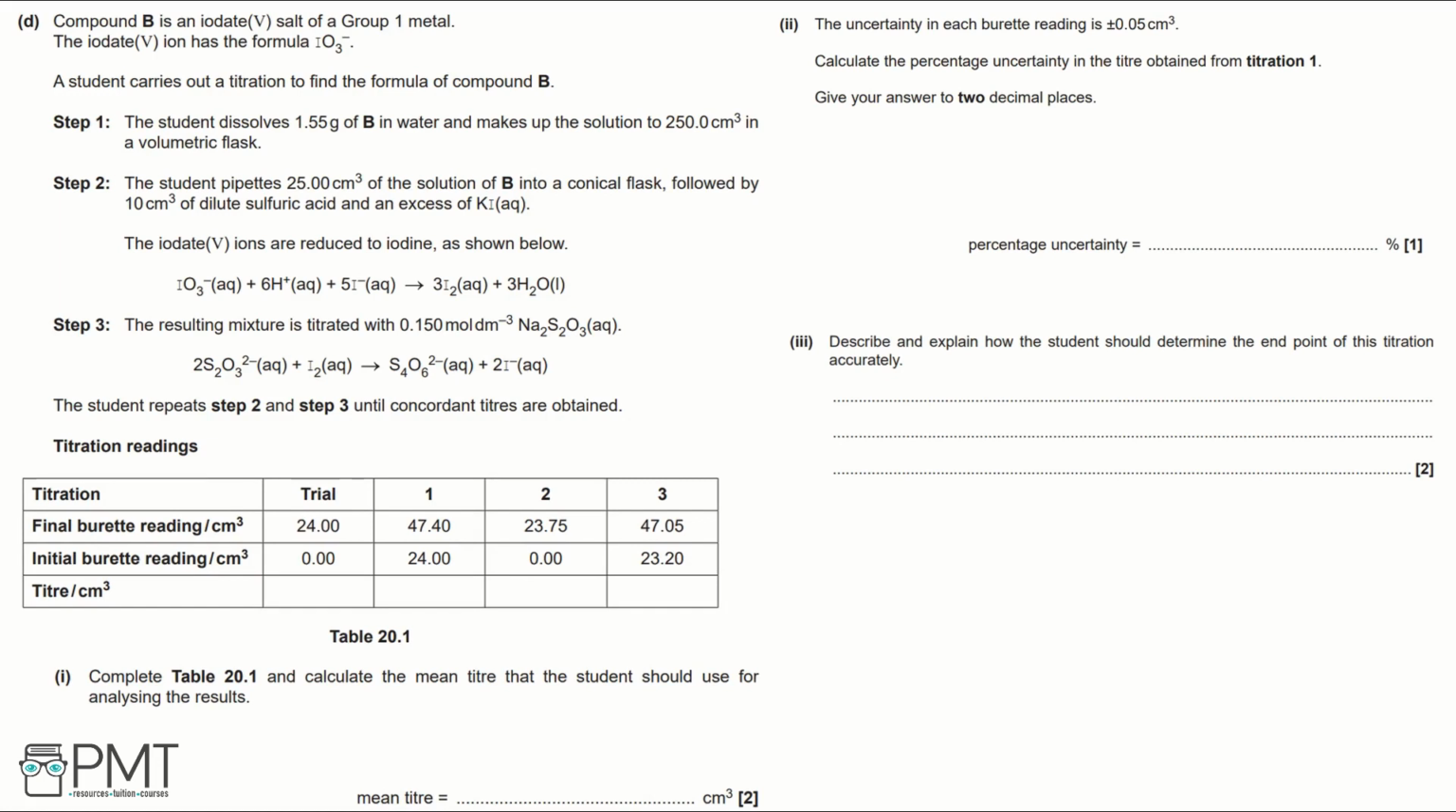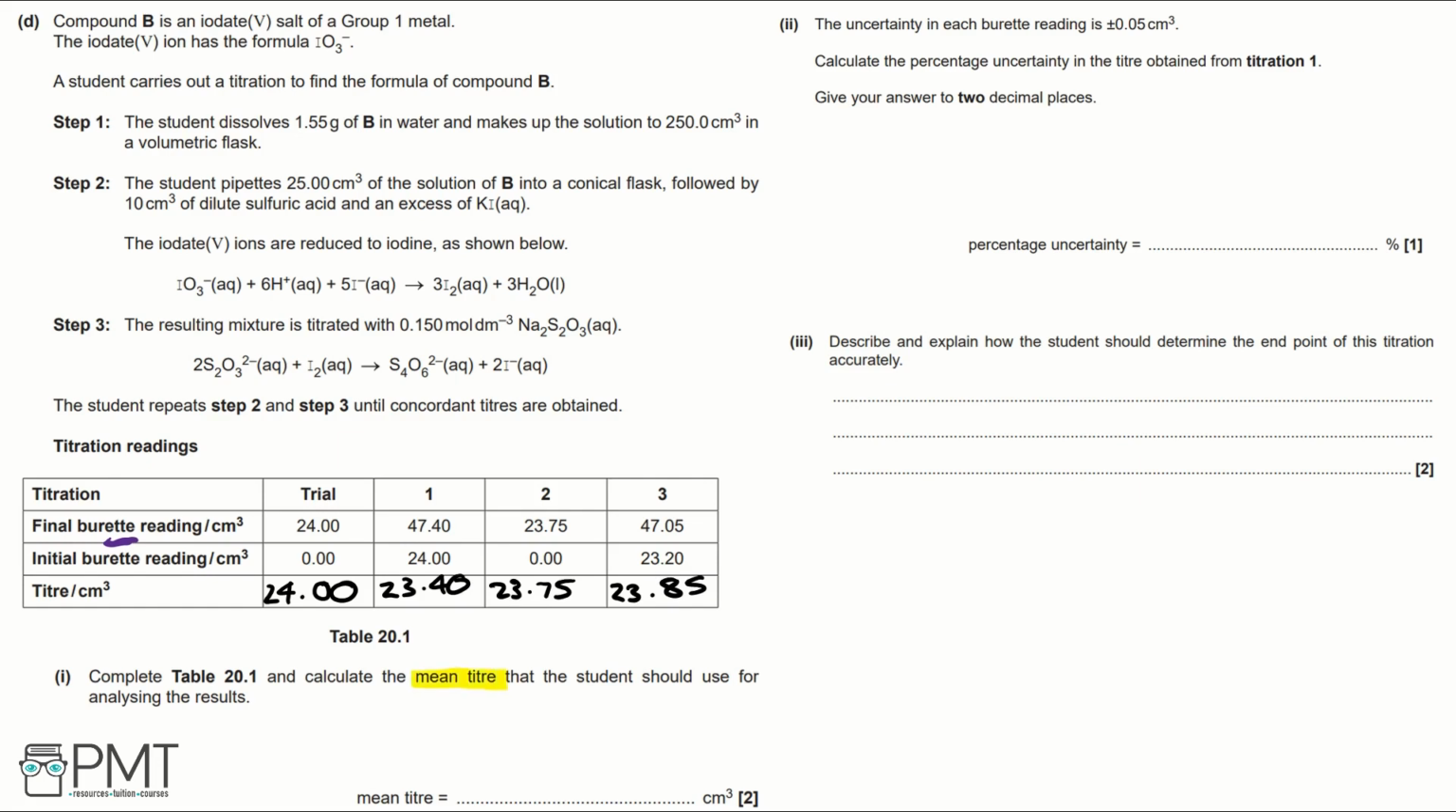For this question, we need to complete table 20.1. To work out the titers which are missing from table 20.1, we need to do the final burette reading minus the initial burette reading. So for the trial, that would be 24.00. We need to give all of our titer readings to 2 decimal places. For titration 1, that's 23.40. For titration 2, 23.75. And for titration 3, 23.85.